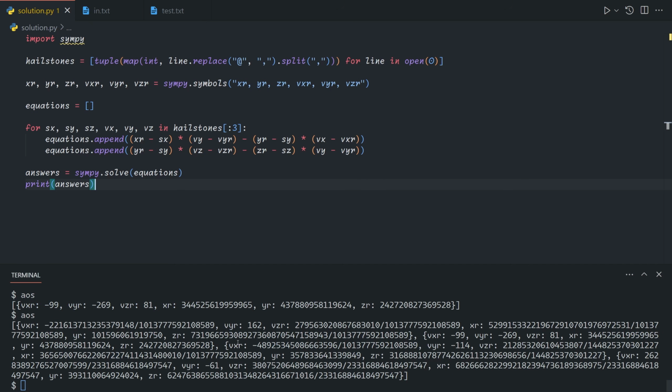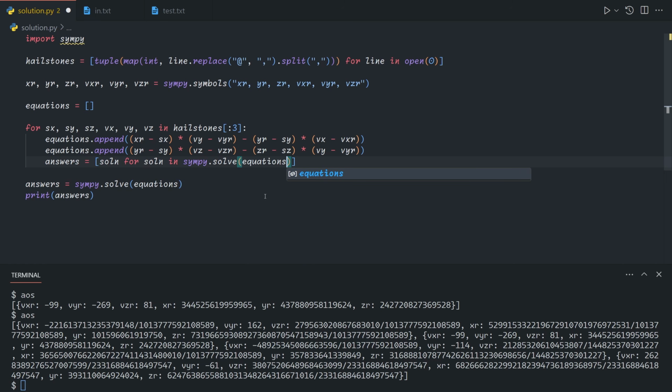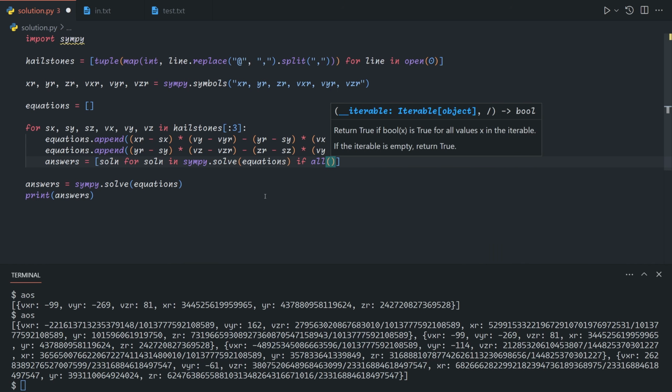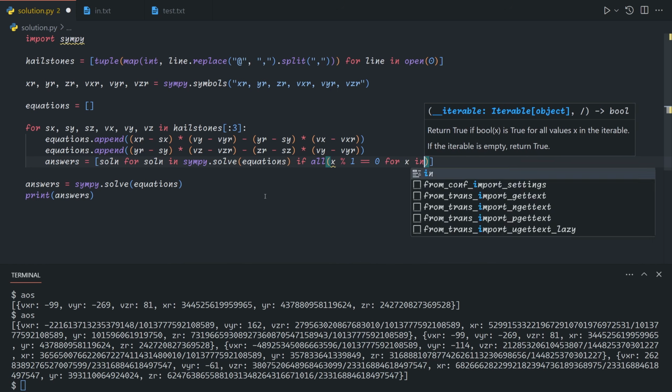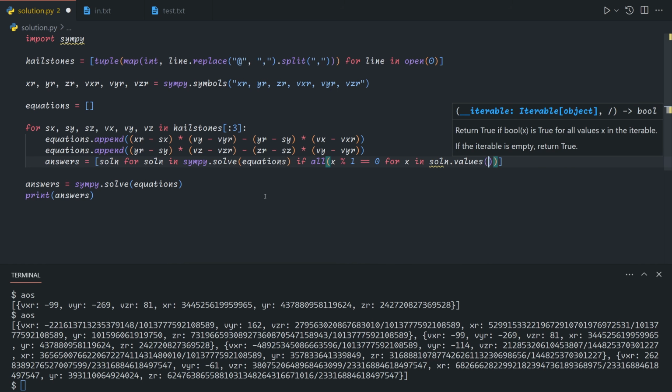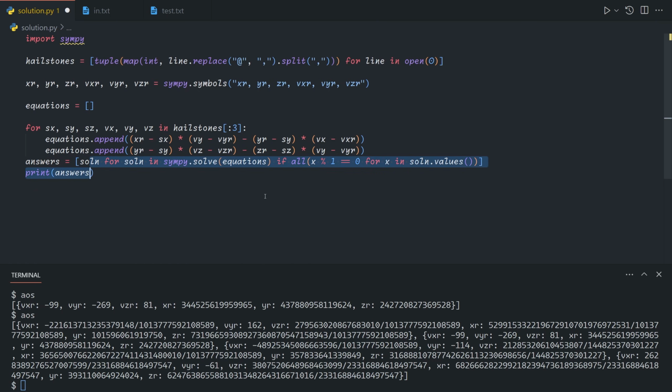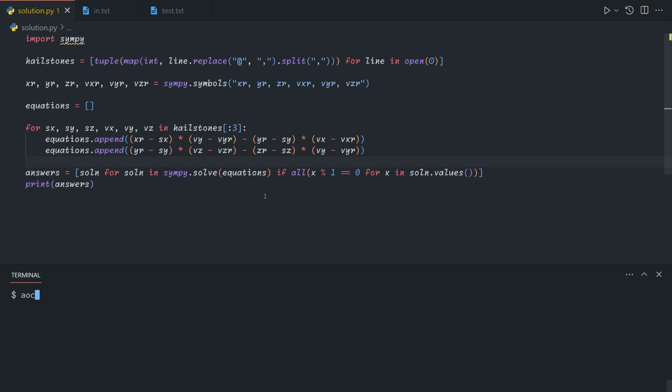Now, most of these are non-integers, and so we can say answers equals solution for solution in SymPy.solve equations, if solution, we're looking for all of them to be integers. So if all x is an integer for x in solution.values. And so there is actually only one integer solution that we find here.